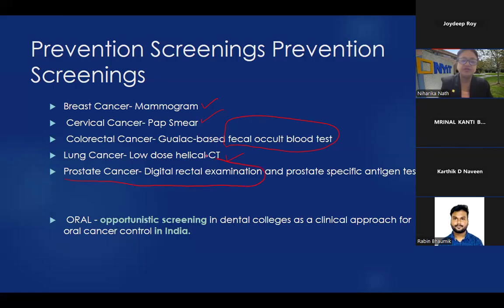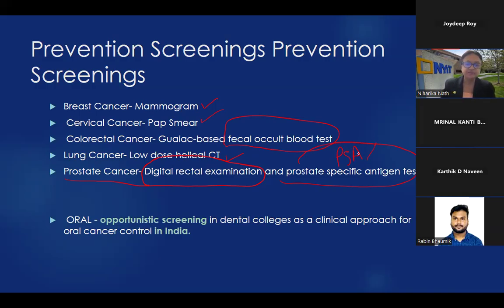Prostate cancer screening is a digital rectal exam. Do you know what that means? Digital means fingers. So the finger has to go through the rectum of the male in order to feel the prostate, and that's how the doctor will first know whether the prostate is enlarged or not. And of course, PSA antigen is a very easy blood test to do in order to test for that.